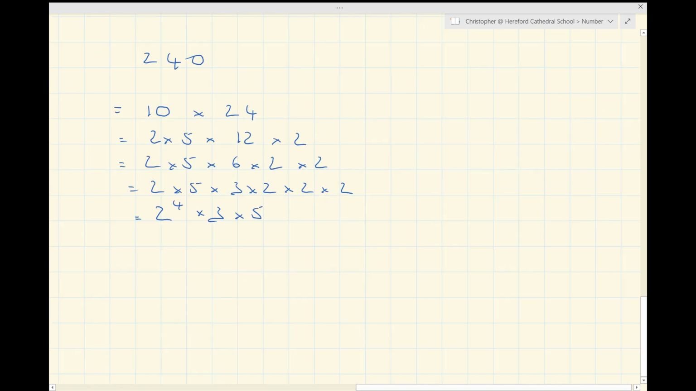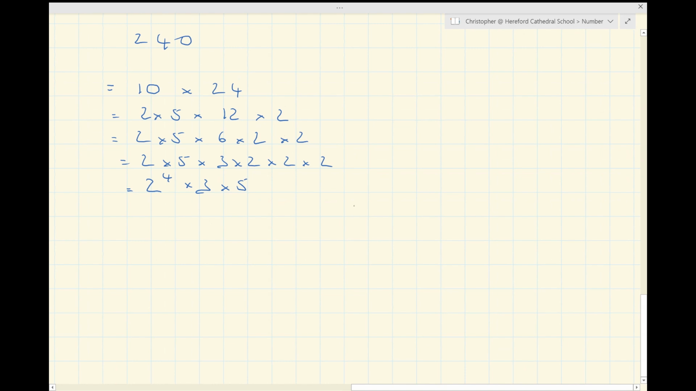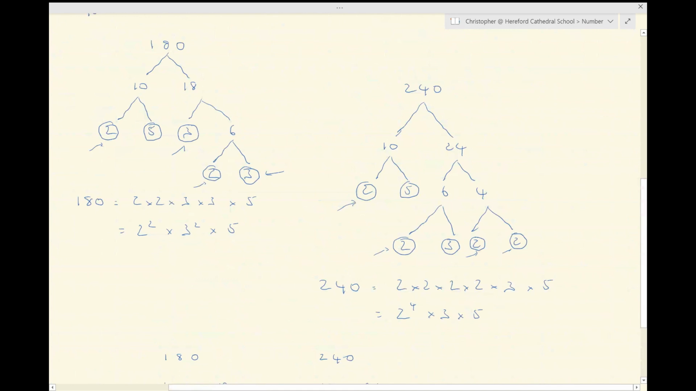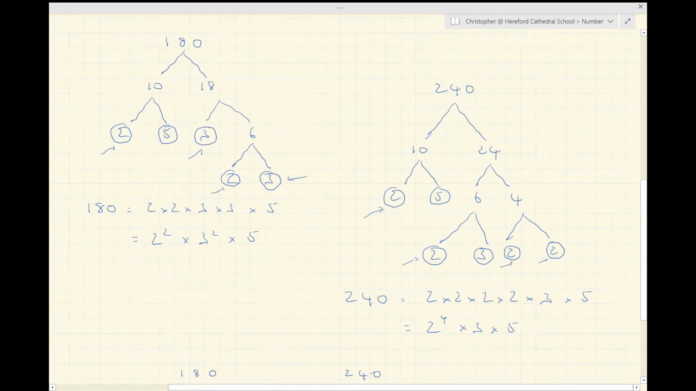Now the nice thing about doing it this way, I think, is that you can take 240, for example, and I can say, well, I know that's 10. Okay, now 24, I know that's 8 times 3. And then if you know 10 is 2 times 5, well, I know that 8 is 2 cubed already, times 3. So that gives me 2 to the power of 4 times 3 times 5. I kind of like this way because you can be a bit more flexible. But if you want a fail-safe method, then probably the factor trees is your answer.